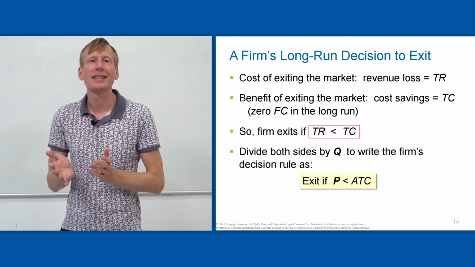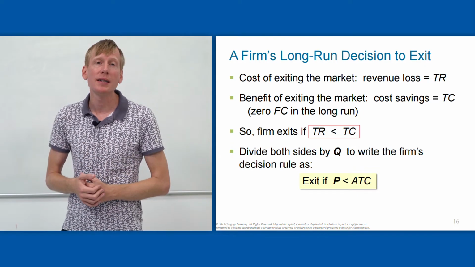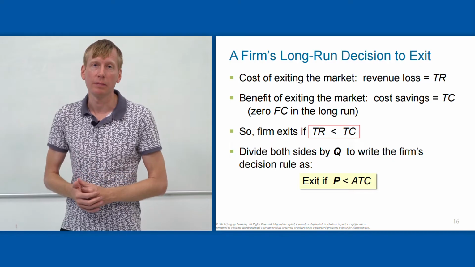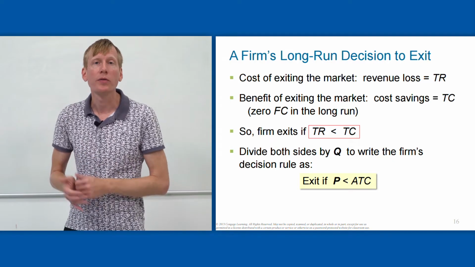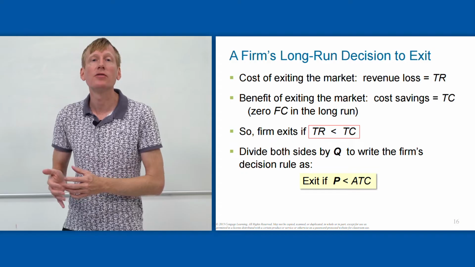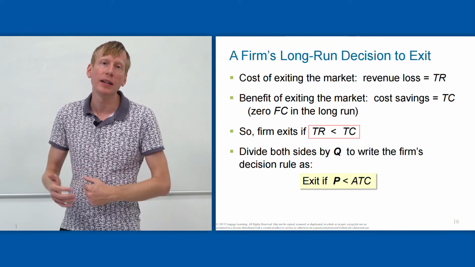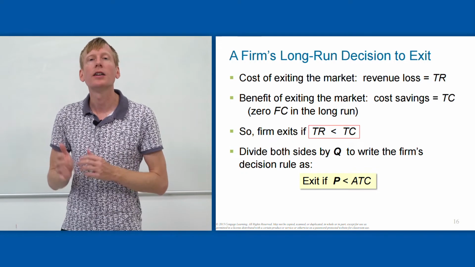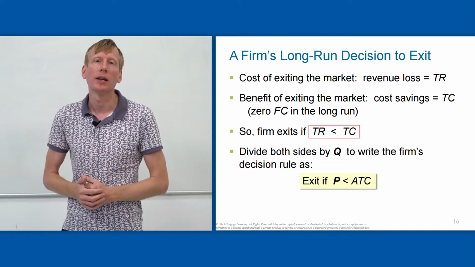They should choose to exit if the best they could do otherwise is, say, a -5 profit, a loss of 5. Or if the best they could do otherwise is a -5 million or -5 billion, a 5 billion loss, then they should exit as opposed to continuing in that market.